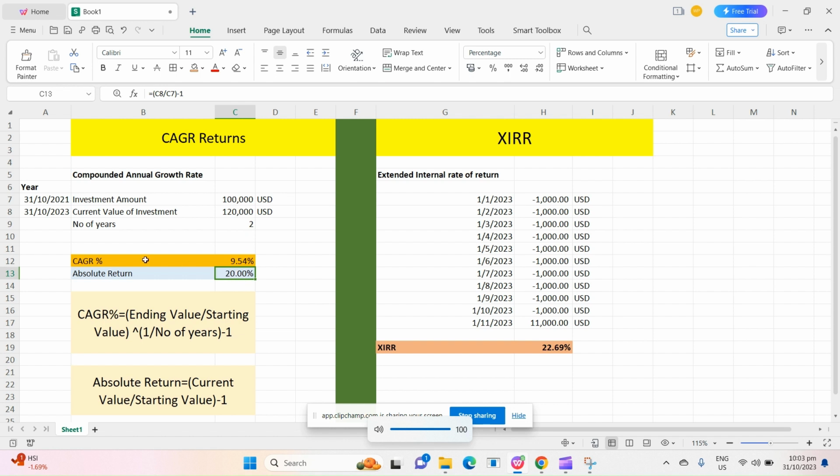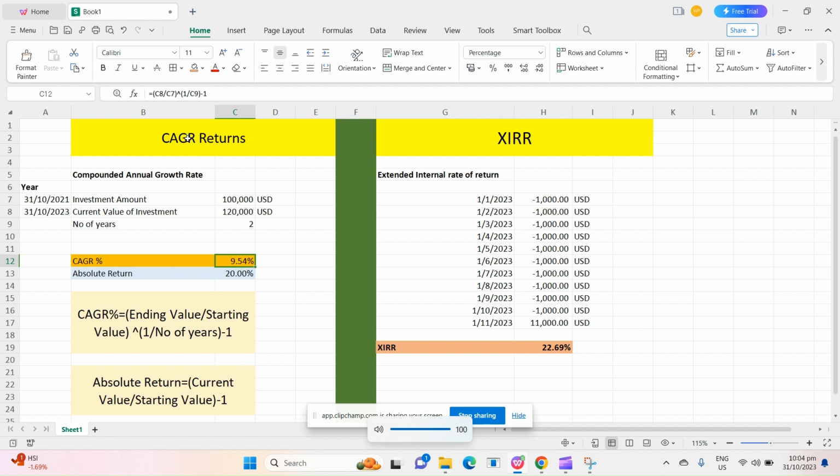But if I calculate my compounded annual growth rate, which is the annualized return, it will be my ending value divided by my starting value to the power of 1 by number of years, minus 1. So you see, the annualized return is 9.54%. Many people, when they log into the mutual fund portal app or their stock market trading app, see an absolute return of 20% and they're very happy with the investments. But actually, they should try to annualize the return so that they understand the actual annualized return from the investment.